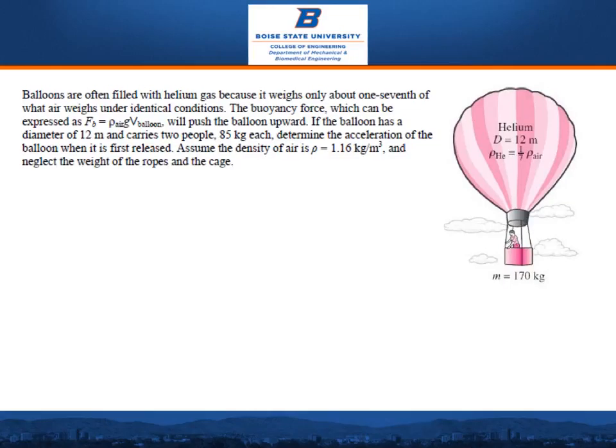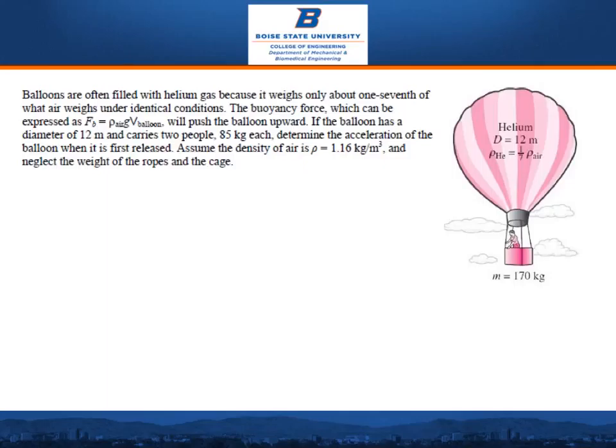On this slide is the problem statement, which I'll read now. Balloons are often filled with helium gas because it weighs only about 1/7 of what air weighs under identical conditions. The buoyancy force, which can be expressed as Fb equals rho g V, will push the balloon upward. If the balloon has a diameter of 12 meters and carries 2 people, 85 kilograms each, determine the acceleration of the balloon when it is first released. Assume the density of air is 1.16 kilograms per cubic meter and neglect the weight of the ropes and the cage.